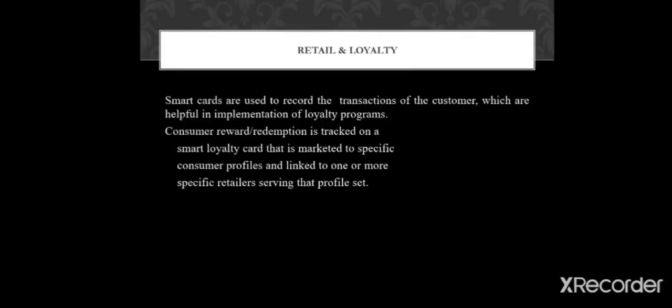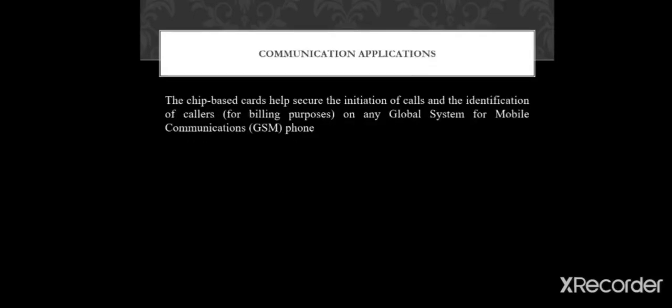Now retail and loyalty. Smart cards are used to record the transactions of customers, which is helpful for implementing loyalty programs. Customer reward or redemption is tracked on a smart loyalty card that is marketed to a specific consumer profile and linked to one or more specific retailers serving that profile. When we buy or sell anything using our card, we earn loyalty points from different companies, like Axis earns Max points, SBI earns SBI loyalty points, and so on. That can be used later.